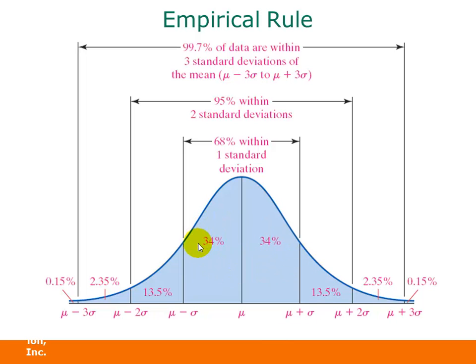data values. If we go one more standard deviation on either side, so here we're 2 standard deviations below the mean, over here we're 2 standard deviations above the mean, between those two values we actually get 95% of our data values. And if we go 3 standard deviations from the mean in either direction, between those two values we get almost all of our data values, 99.7% of them.